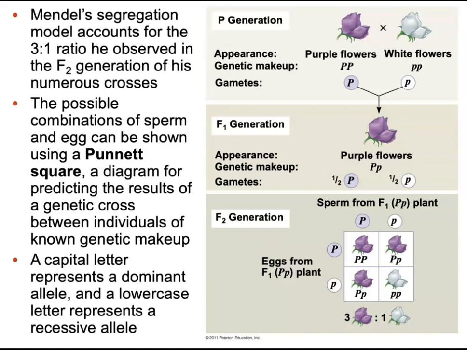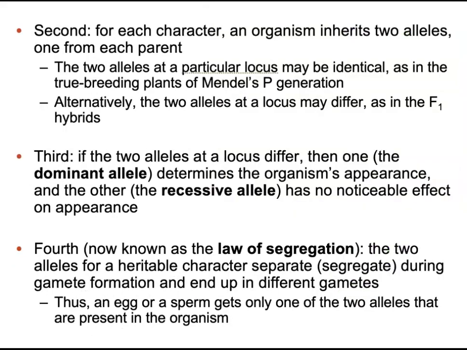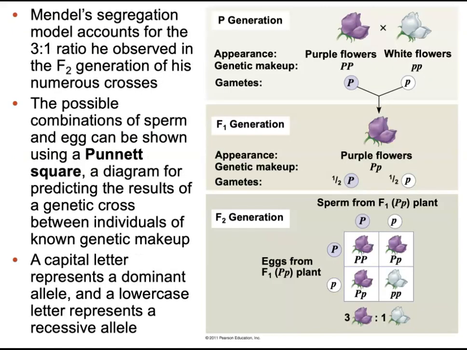Mendel's third law: if the two alleles at a locus differ, then one, the dominant allele, determines the organism's appearance and the other, the recessive allele, has no noticeable effect on appearance. We see this here with the purple flower in the F1 generation. The uppercase P representing the purple allele is dominant over the lowercase p representing the white allele.